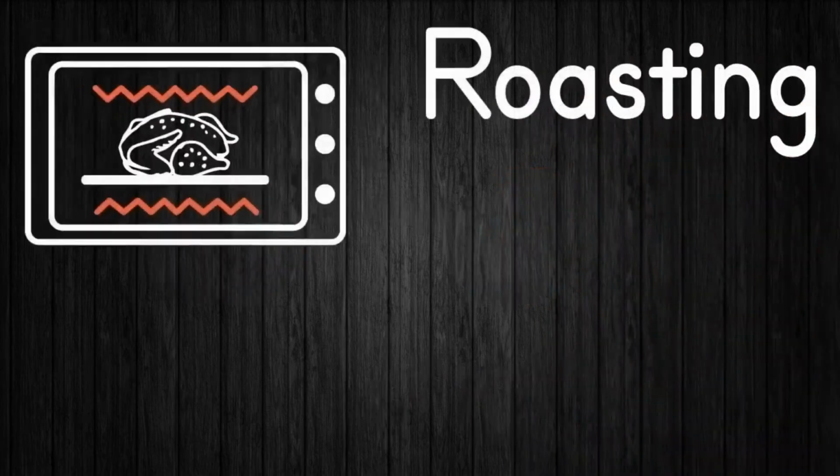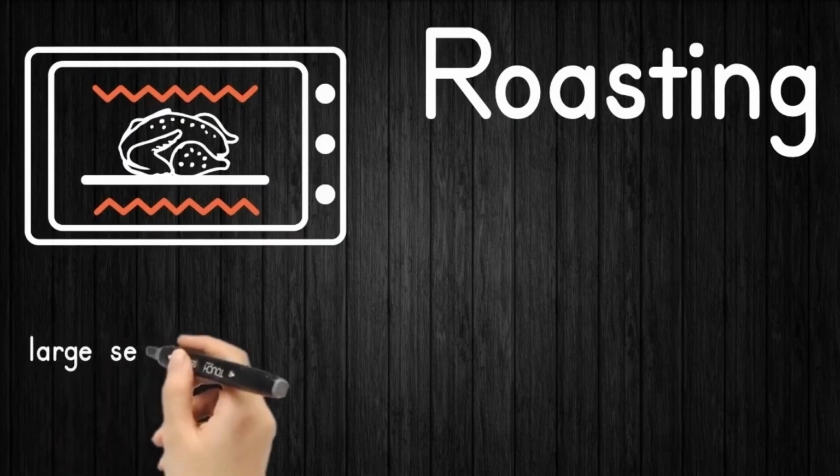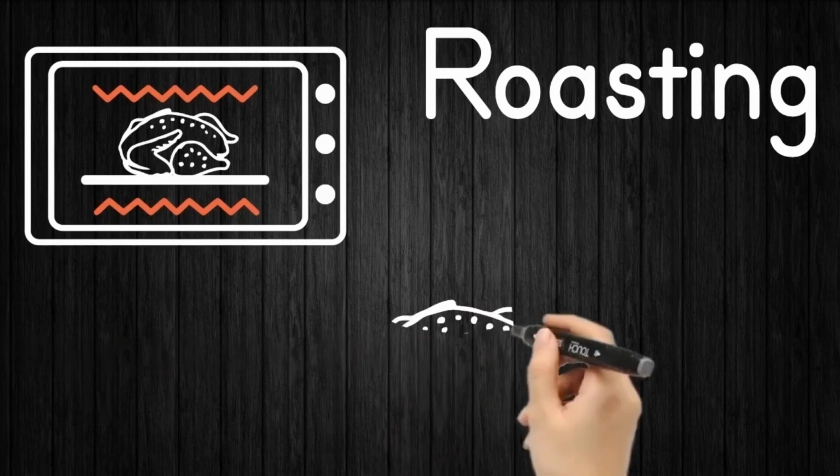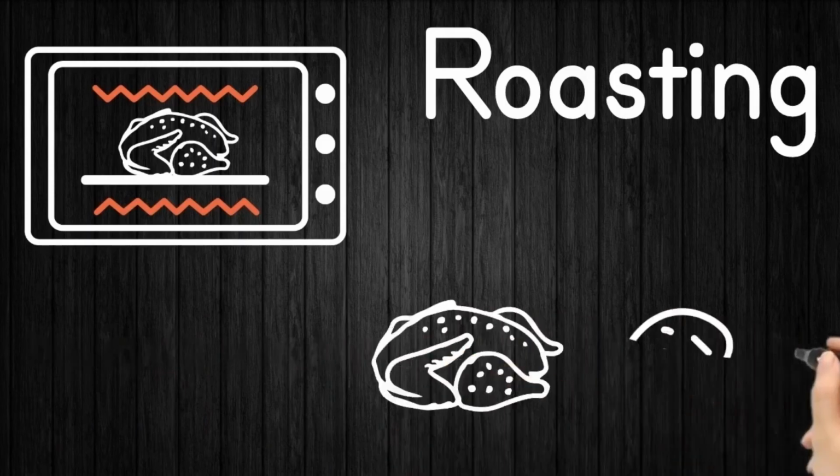Roasting is a dry heat cooking method where ingredients are cooked in an oven. The hot air covers the food, cooking it evenly on all sides. Roasting is suitable for slower cooking of meat in a large serving or whole piece. The most common recipes for roasting are roast chicken or roast potato.